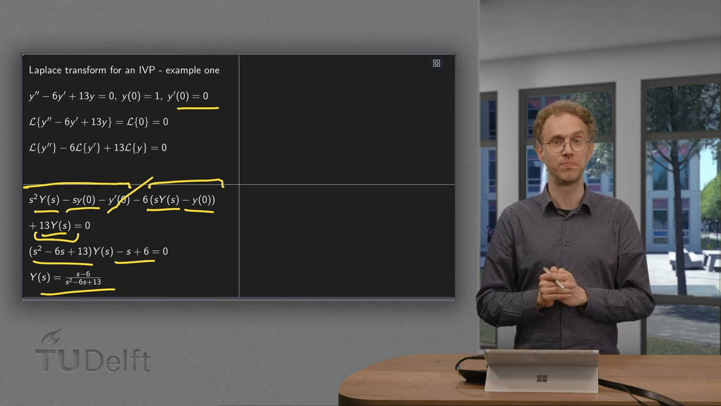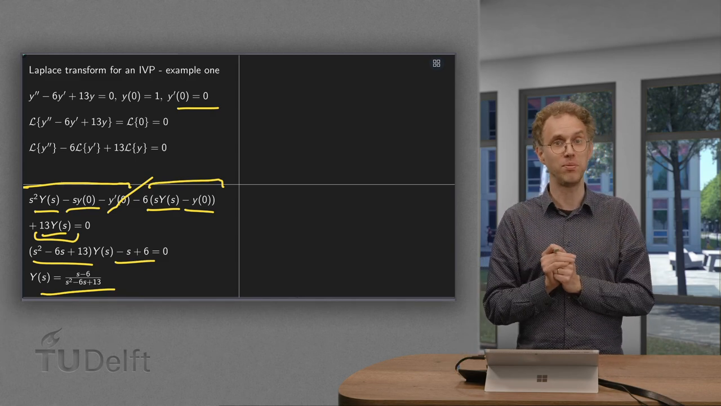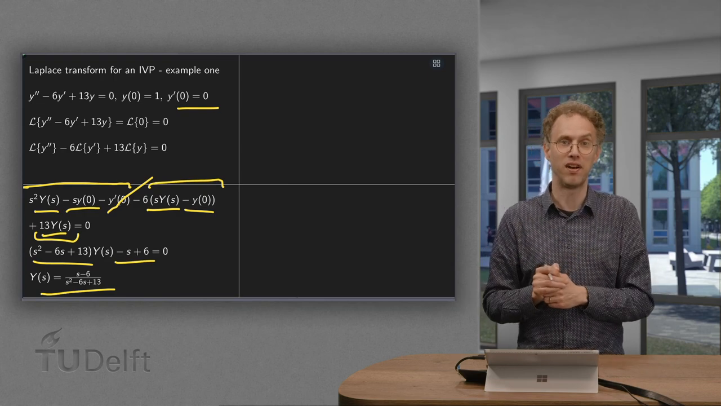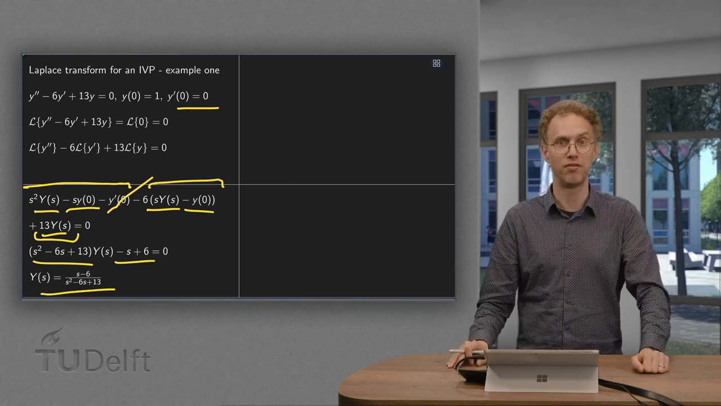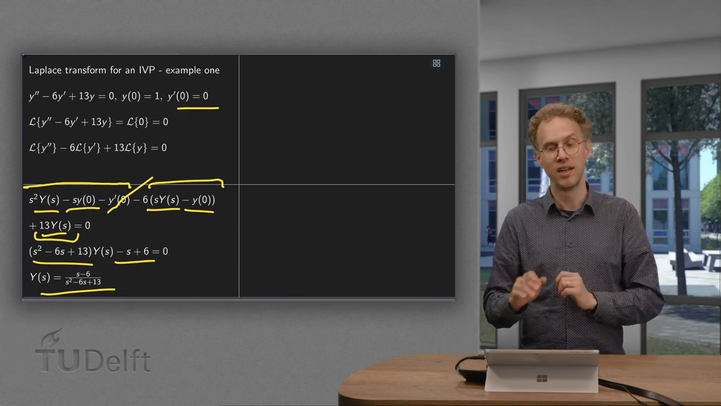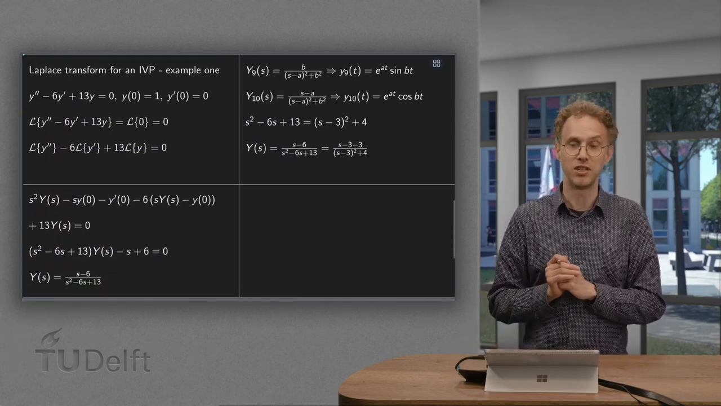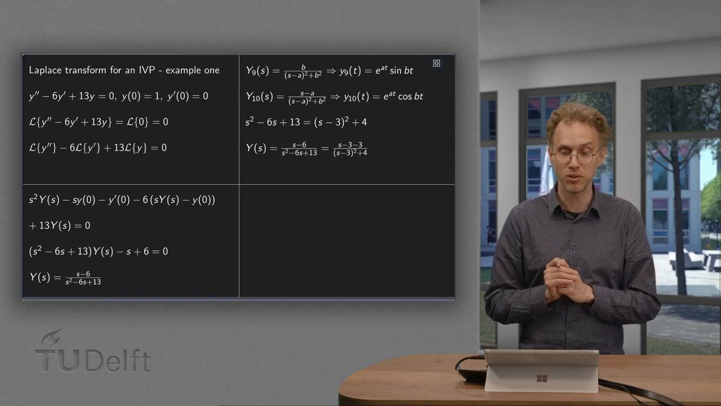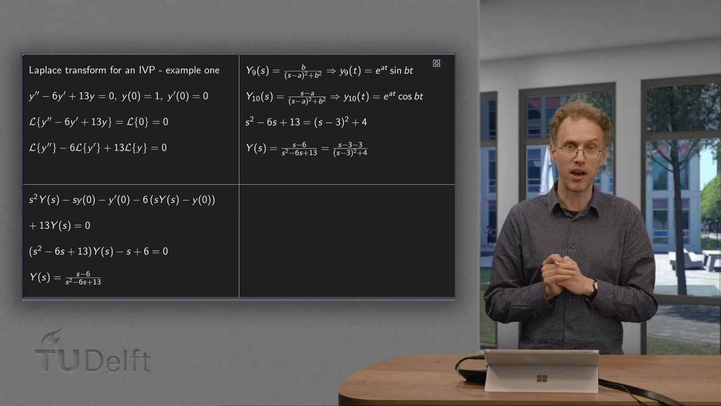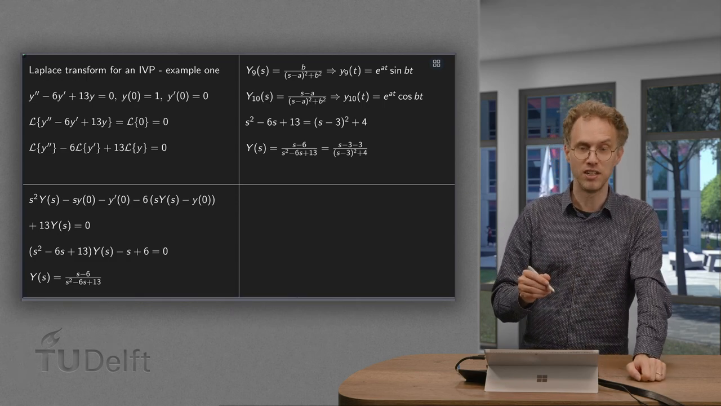But now the catch. We have Y of s, but we want y of t. So how do we go back? How do we find our y of t once we have Y of s? How do we take the inverse Laplace transform? Now, in general, this is pretty difficult.